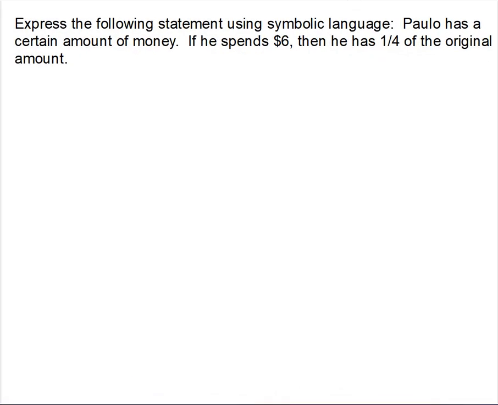All right, let's take another look. Express the following statement using symbolic language. Paulo has a certain amount of money. If he spends $6, then he has 1/4 of his original amount. So let's look at what we know, okay? First thing we need to do is come up with our variable. Well, Paulo has a certain amount of money. Do we know how much he has? No. So we're going to put that as our x, and that is the money Paulo has.